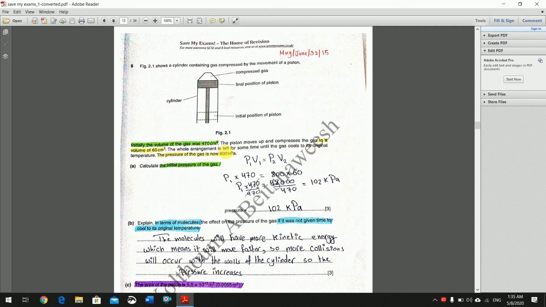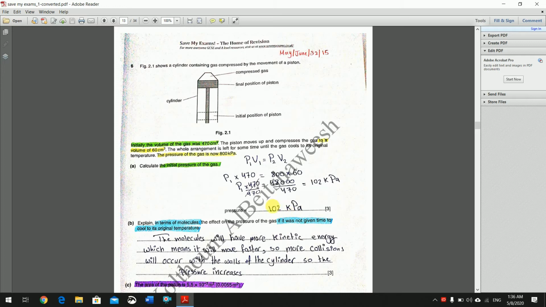The pressure now is 800 kilopascals. What was the initial pressure of the gas? So we go by this formula, P1V1 equals P2V2. Here our unknown is P1. V1 is the initial volume, which is here in green. The ones in green are the initial, the ones in yellow are the final. So the initial volume was 470. The final volume is 60, which is V2, and the final pressure is 800, and we left it in kilopascals.